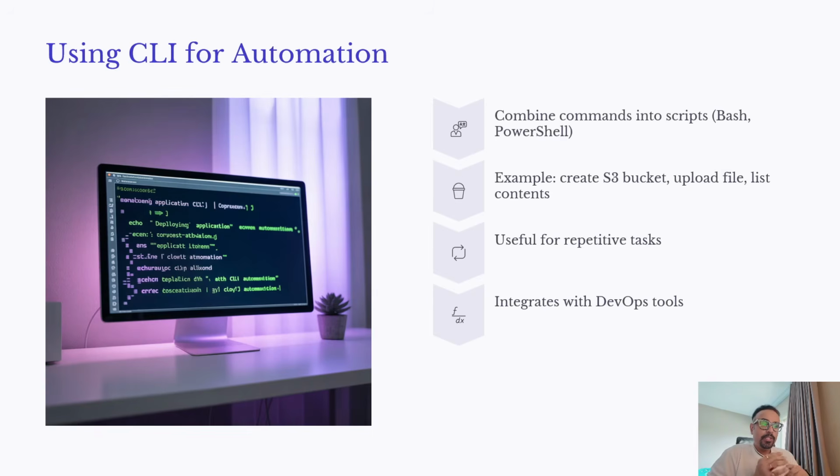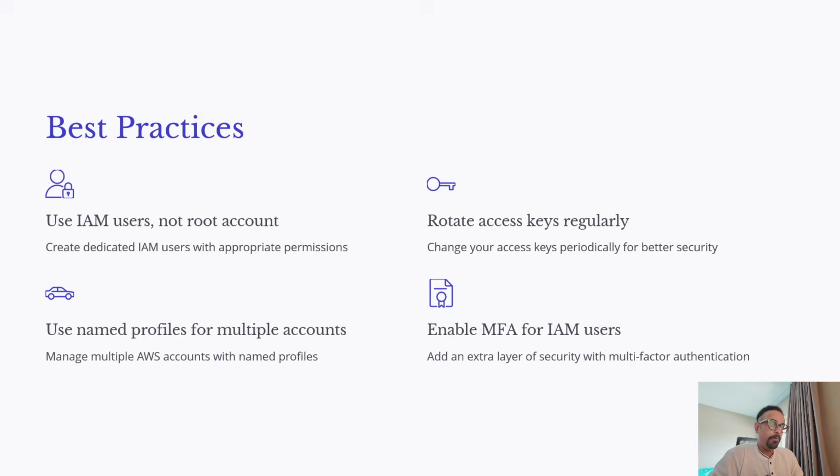So even better, AWS CLI integrates seamlessly with DevOps tools and workflows, making it a powerful ally for continuous integration and deployment pipelines. So with scripting, AWS CLI moves from being a simple command tool to a full automation engine for your cloud tasks that you have to perform.